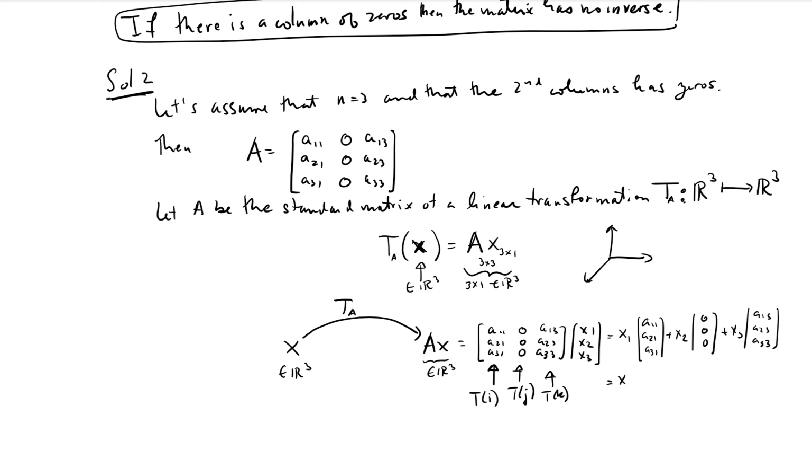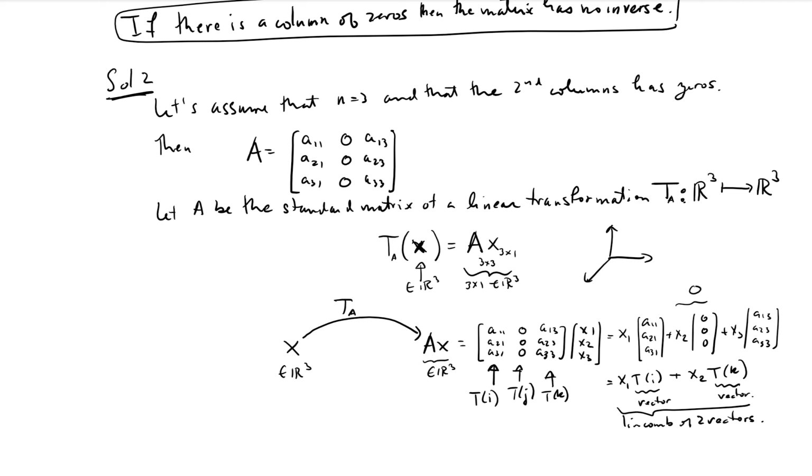So what I really get here is x1 T of I plus, this is always going to be 0, plus x2 T of k. So what is that? That's T of I. I don't know what it is, but it's going to be a vector. This is also some vector. This is a linear combination. What I get here is a linear combination of two vectors.